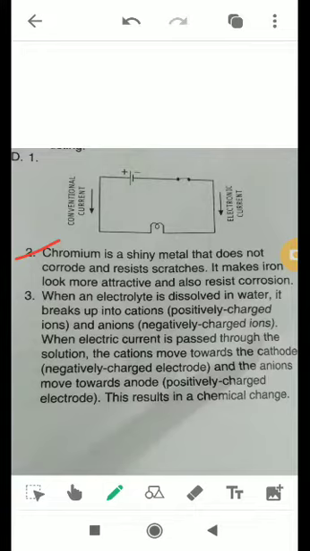Come to question number 3. Discuss what happens when an electrolyte is dissolved in water and then an electric current is passed through it. Answer: when an electrolyte is dissolved in water, it breaks up into cations, that is positively charged ions, and anions, negatively charged ions. When electric current is passed through the solution, the cations move towards the cathode, that is the negatively charged electrode, and the anions move towards the anode, that is the positively charged electrode. This results in a chemical change.